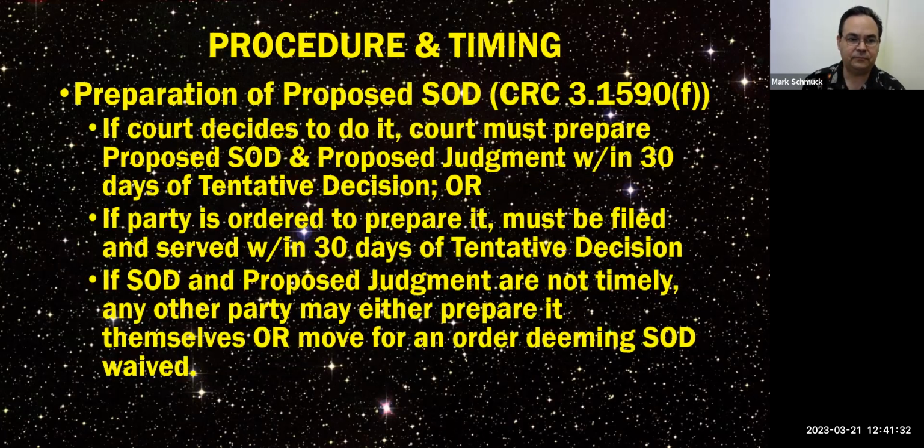So, preparation of the proposed statement of decision. If the court decides to do it, the court must prepare the statement of decision and propose judgment within 30 days of the tentative decision. Or, if the party is ordered to prepare it, it must be filed and served within 30 days of the tentative decision. And if the statement of decision and proposed judgment are not timely submitted, any other party may either prepare it themselves or move for an order deeming the statement of decision waived.